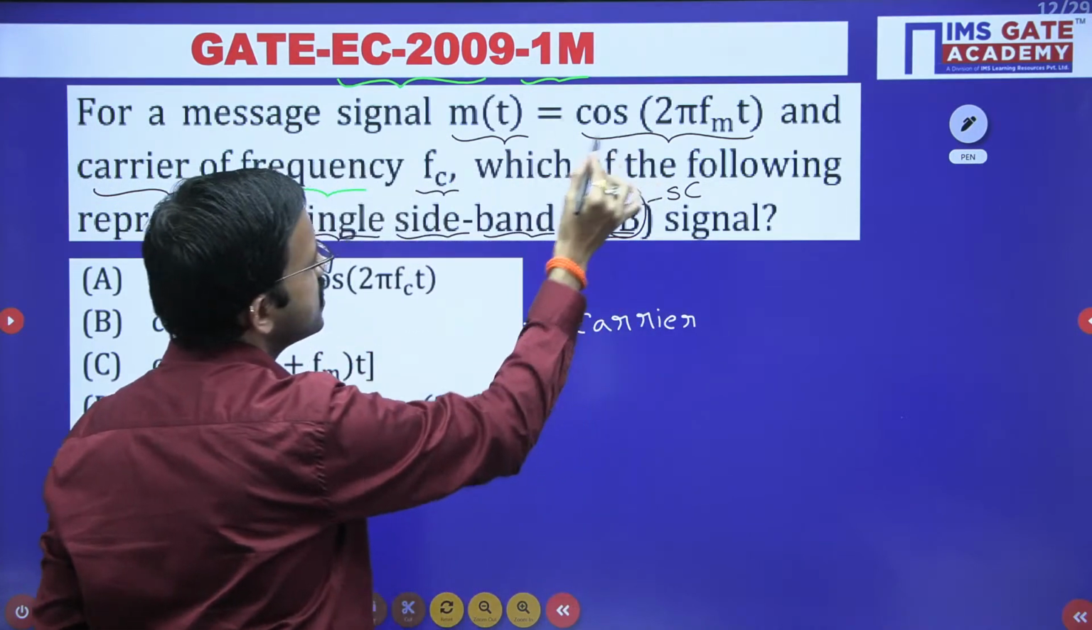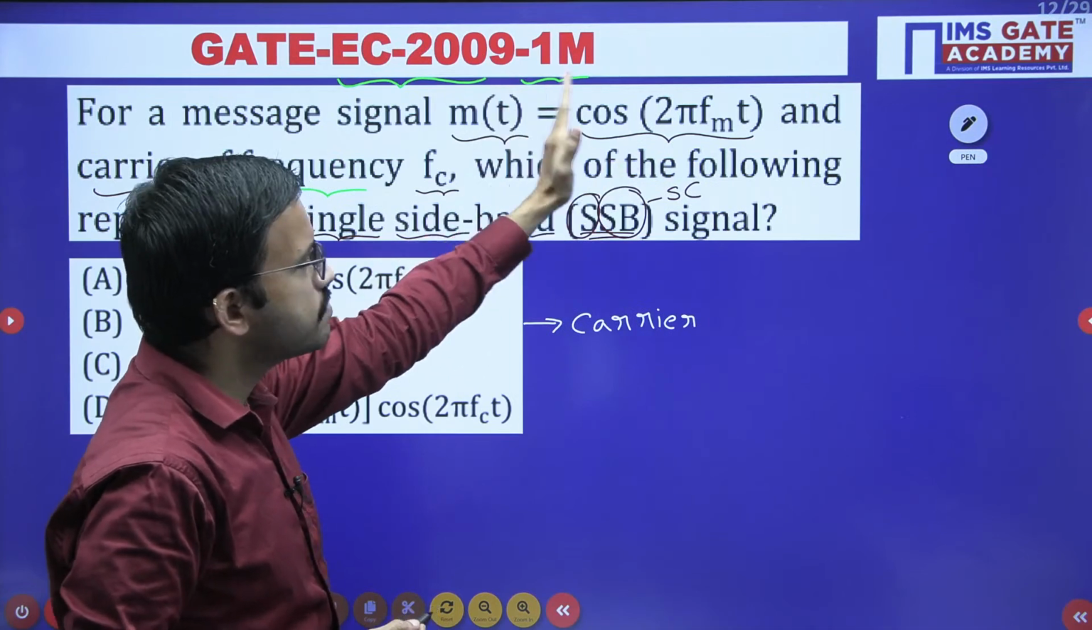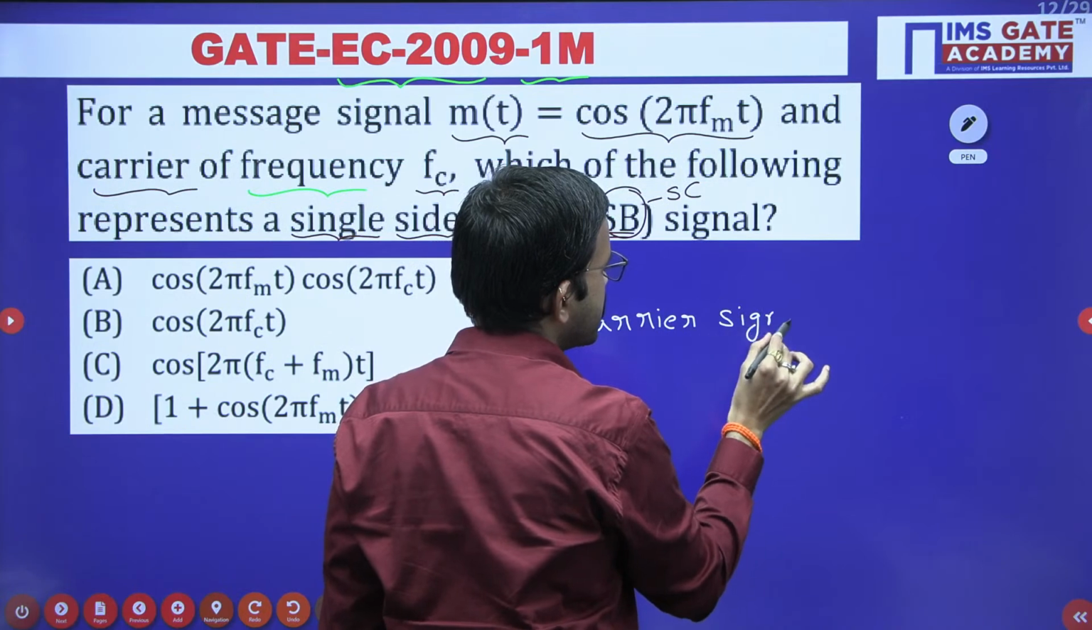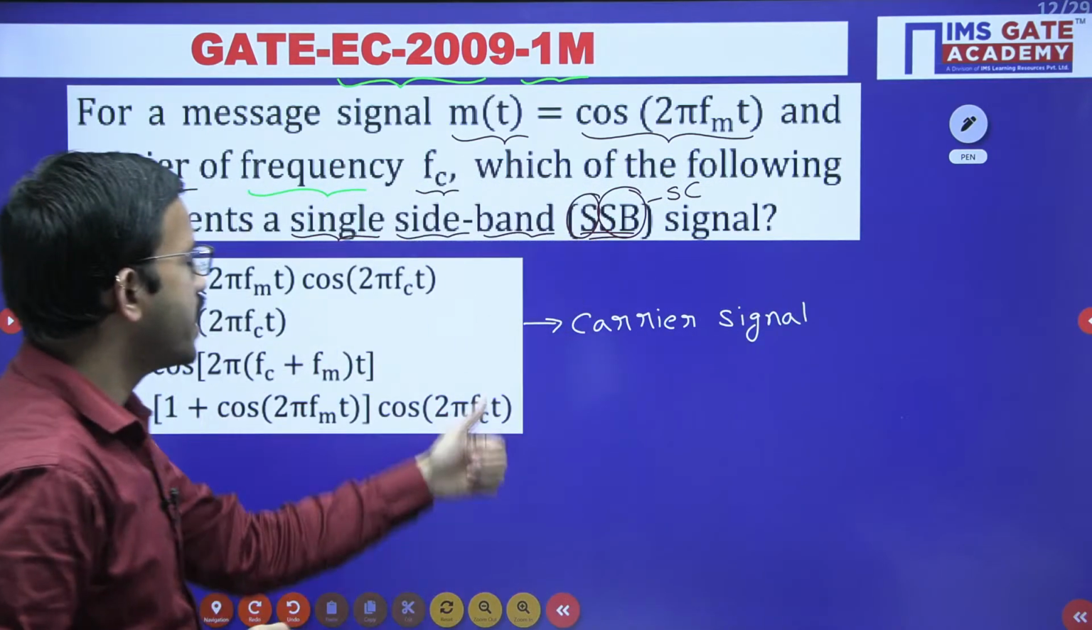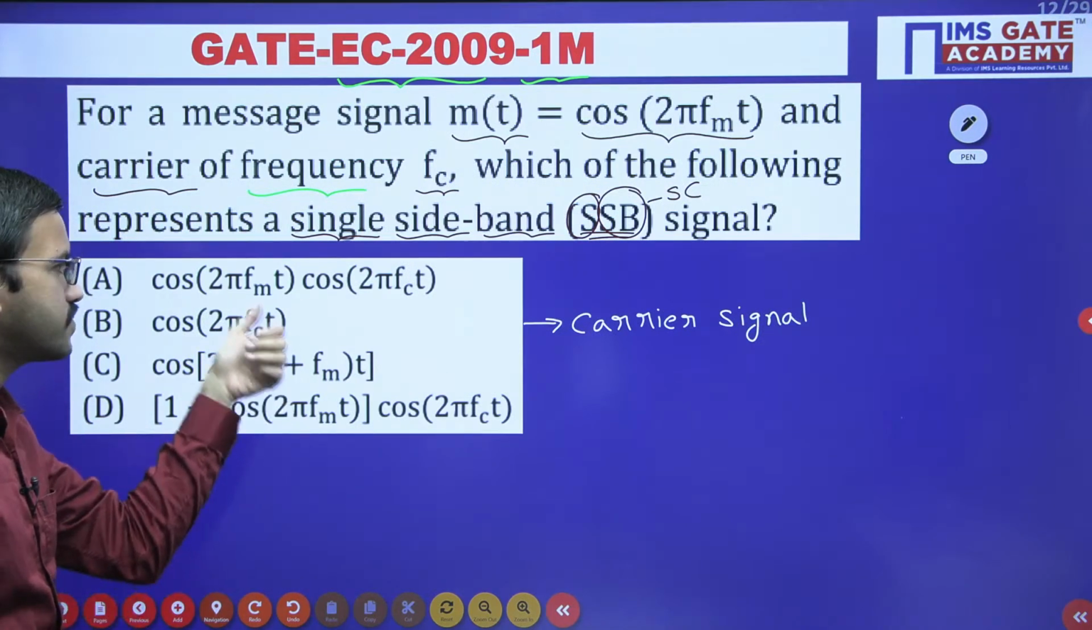Just like here the message signal is given as cos 2 pi fm t, and our generalized equation will be Am cos 2 pi fm t, similarly option B represents the carrier signal, because it has the carrier frequency fc.